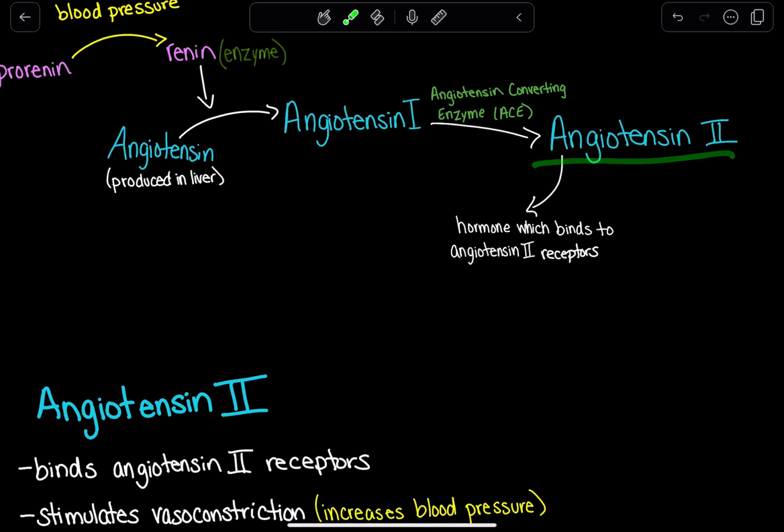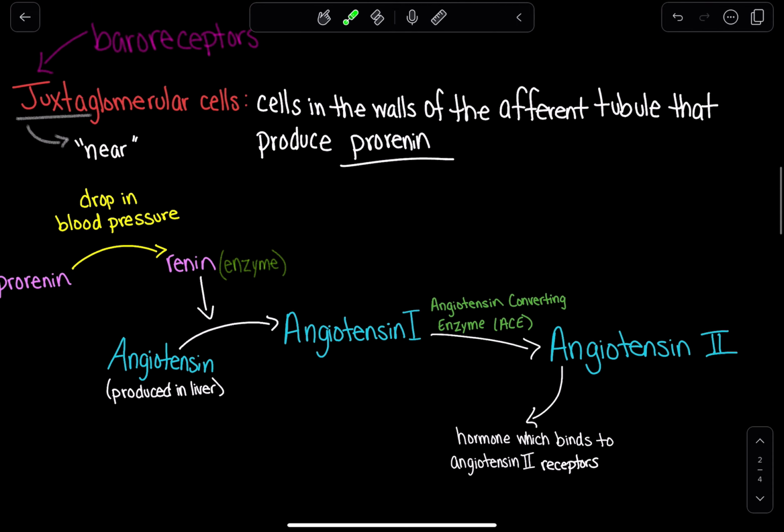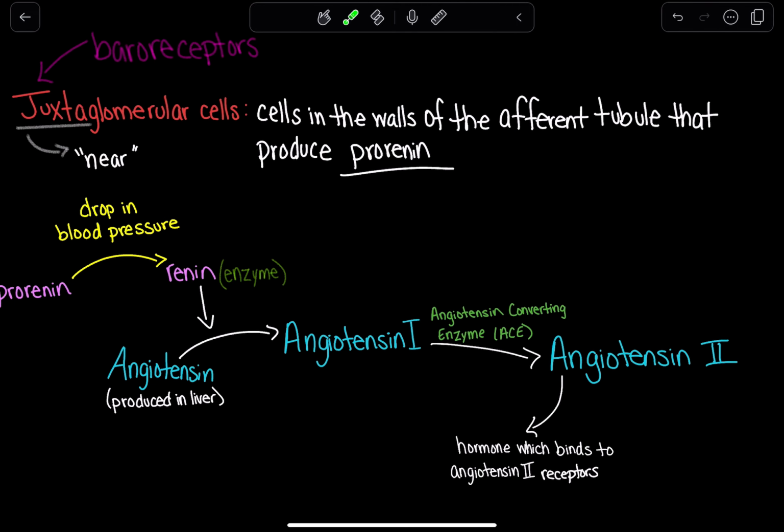this hormone will go on to bind angiotensin 2 receptors and cause a cascade of reactions within our body to increase our blood pressure. Because remember, this entire process is occurring because we have low blood pressure or low blood volume, and we're trying to bring it back to normal. And as a result, we get angiotensin 2.